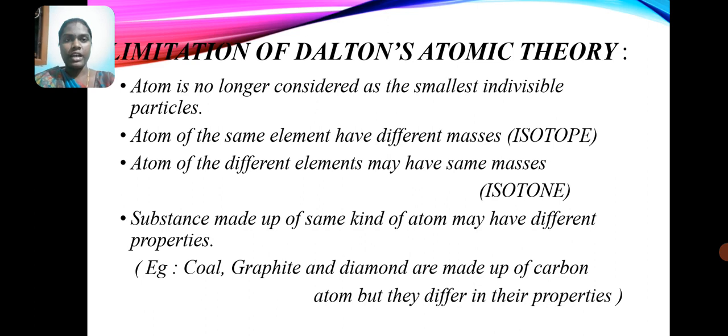Disadvantages and limitations of Dalton's atomic theory. The atom is no longer considered the smallest indivisible particle. Atoms of the same element having different masses are called isotopes. Atoms of different elements having the same mass are called isobars. Substances made up of the same kind of atom may have different properties. For example, coal, graphite and diamond are made up of carbon atoms, but they differ in their properties.